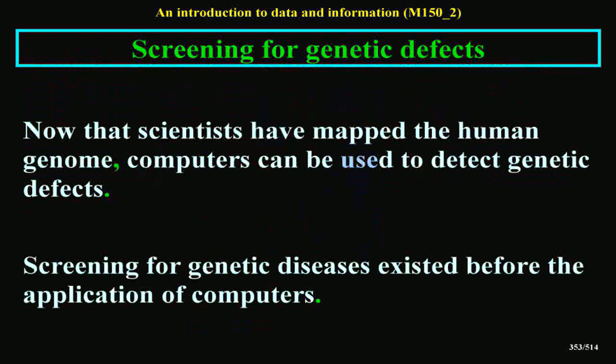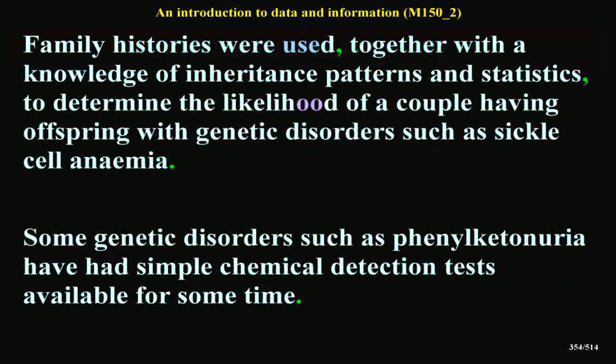Screening for genetic defects. Now that scientists have mapped the human genome, computers can be used to detect genetic defects. Screening for genetic diseases existed before the application of computers. Family histories were used, together with the knowledge of inheritance patterns and statistics, to determine the likelihood of a couple having offspring with genetic disorders such as sickle cell anemia.